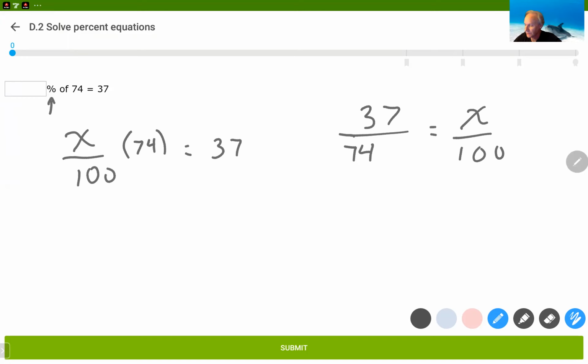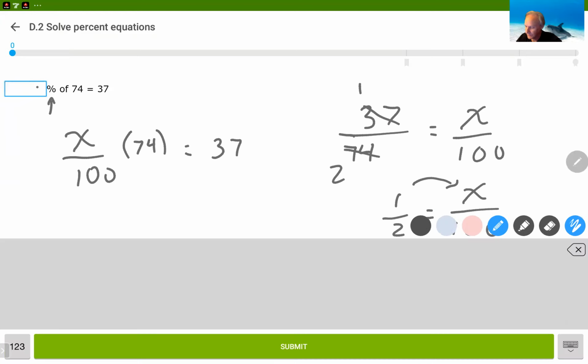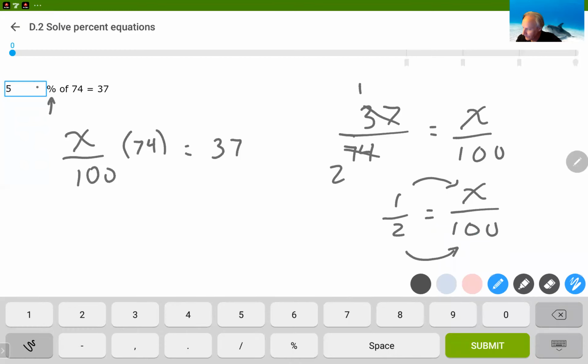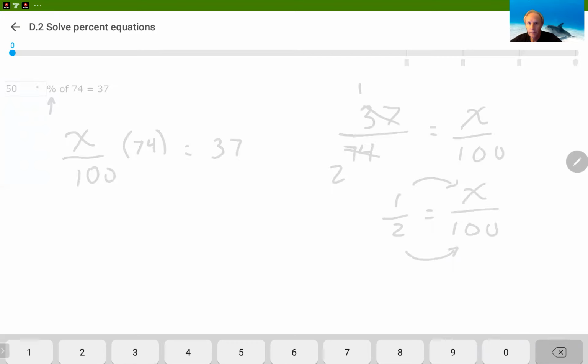And you can cross multiply, but before you do that, you might want to simplify. 37 goes into 74 two times. Now I have 1/2 is equal to how many percent? And of course we can see that we have to multiply by 50. So you have to multiply by 50 and get 50%. Now I don't put the percent because it's already included.